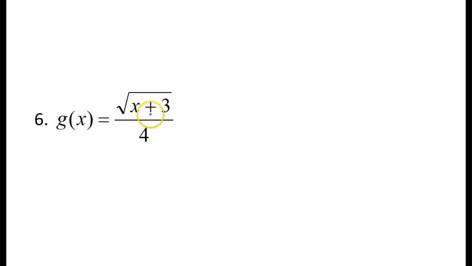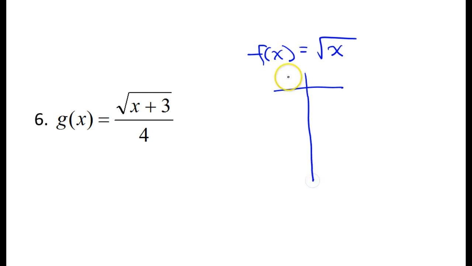Looking at problem number 6, if you take away any addition, subtraction, multiplication, or division, you are left with the parent function. So the parent function must be f of x is equal to the square root of x. So this is the parent function. So let's go ahead and graph that again. All right, the same parent function we had a moment ago.